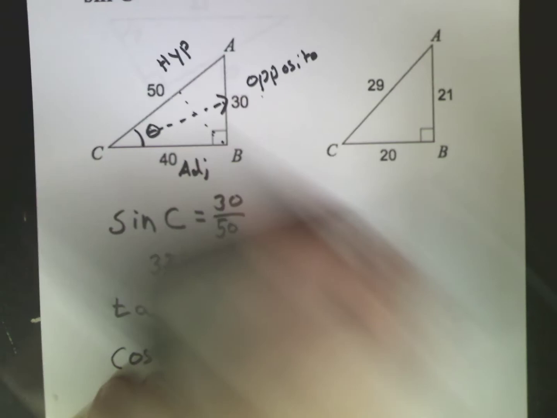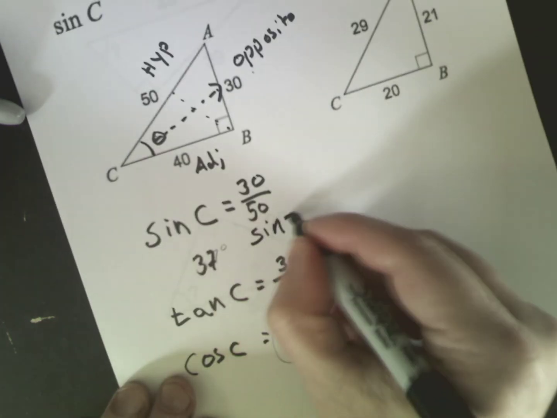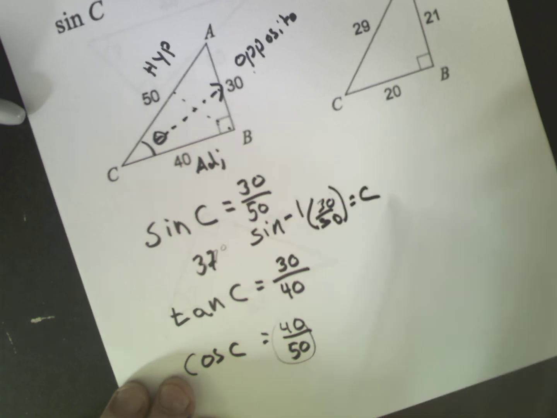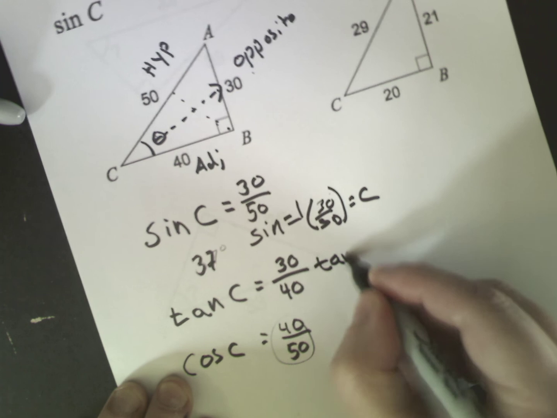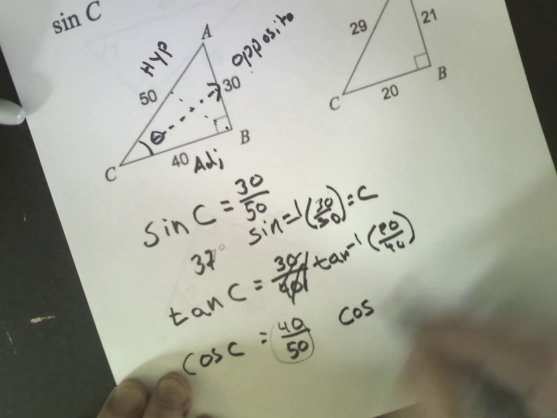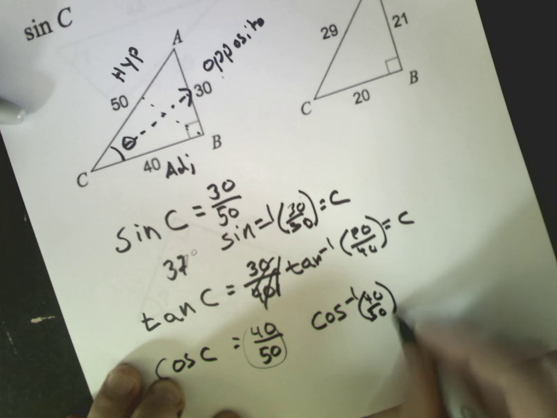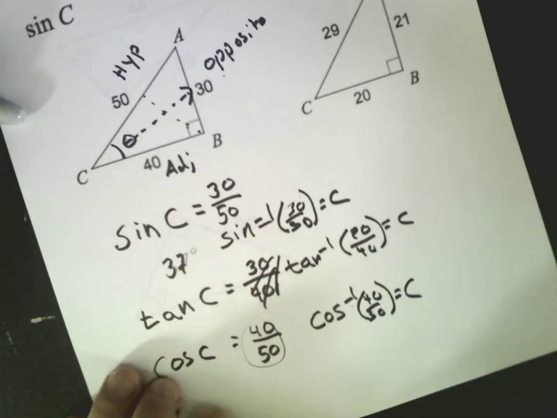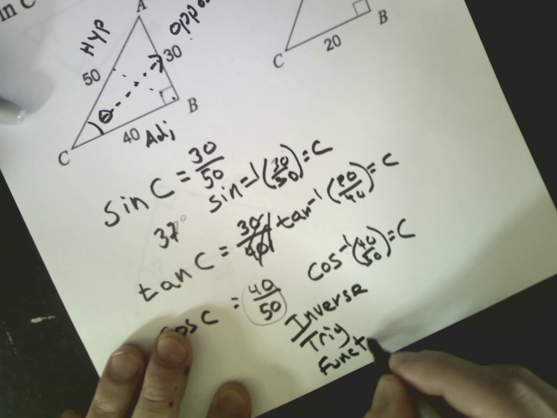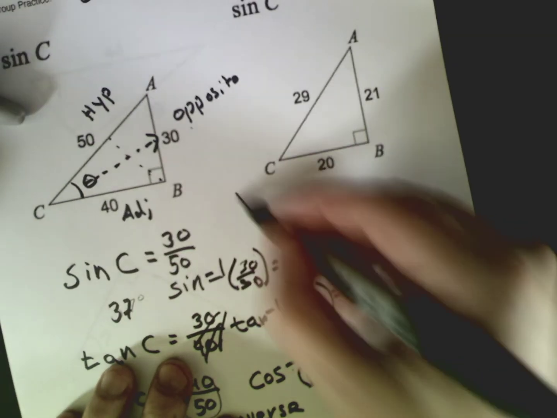One of the things you might have to find out on your own is how to do the opposite, on your calculator. Or tan -1, 30 over 40. Or cos -1, 40 over 50. Different ways to do this, okay? And that will get you C, but you have to find the inverse trig function. All calculators that have sine, cosine, and tangent have the inverse trig function. You just might have to figure it out on your own.